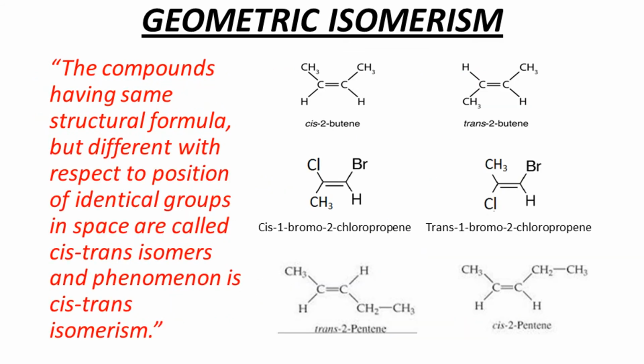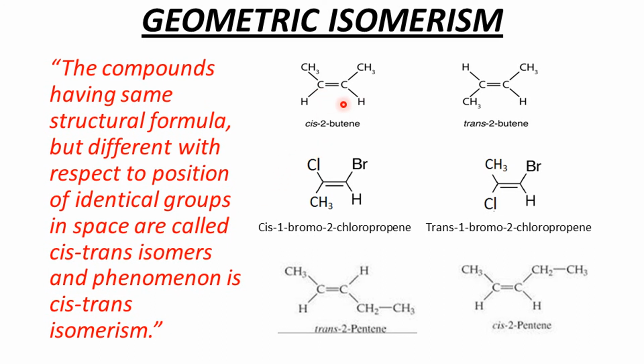Such types of ions are called zwitterions, which we will discuss later in chapter number 13, carboxylic acids. Now geometrical isomerism is another type of isomerism in which the 3D position, or the position of the groups, changes in space. Compounds having the same structural formula but differing with respect to the position of identical groups in space are called cis-trans isomers.